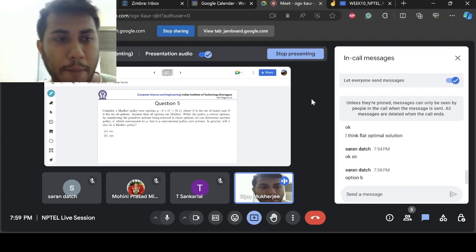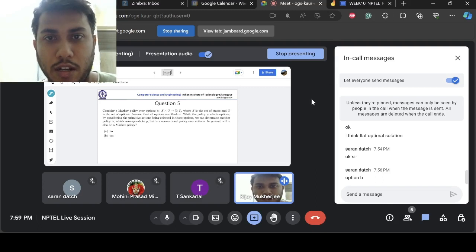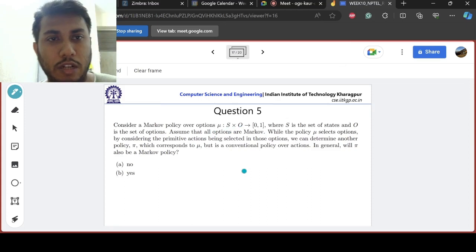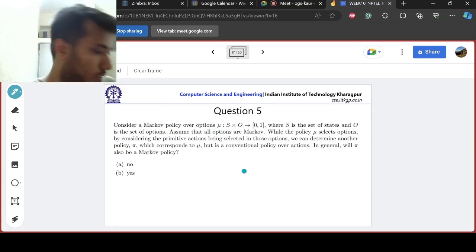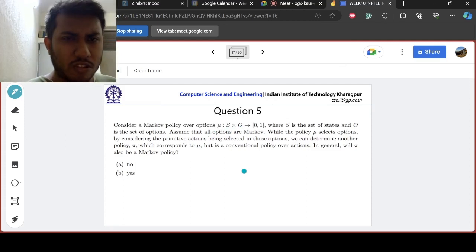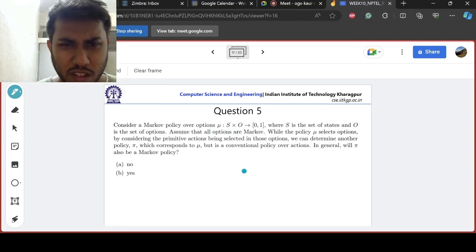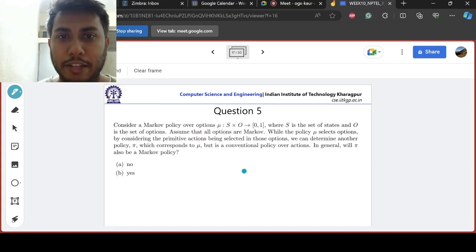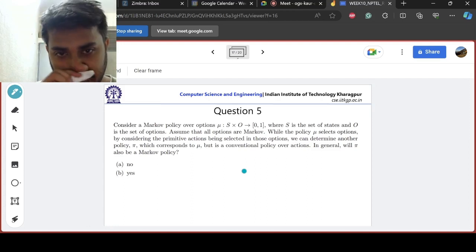Suppose you consider a Markov policy mu over options, given a Markov policy like this, S comma O to Z, where S is the set of states and O is the options. Assume that the options are Markov, while the policy selects options by considering the primitive actions being selected in those options. We can determine another policy pi which corresponds to mu, but is a conventional policy of selection. Will pi be a Markov policy?